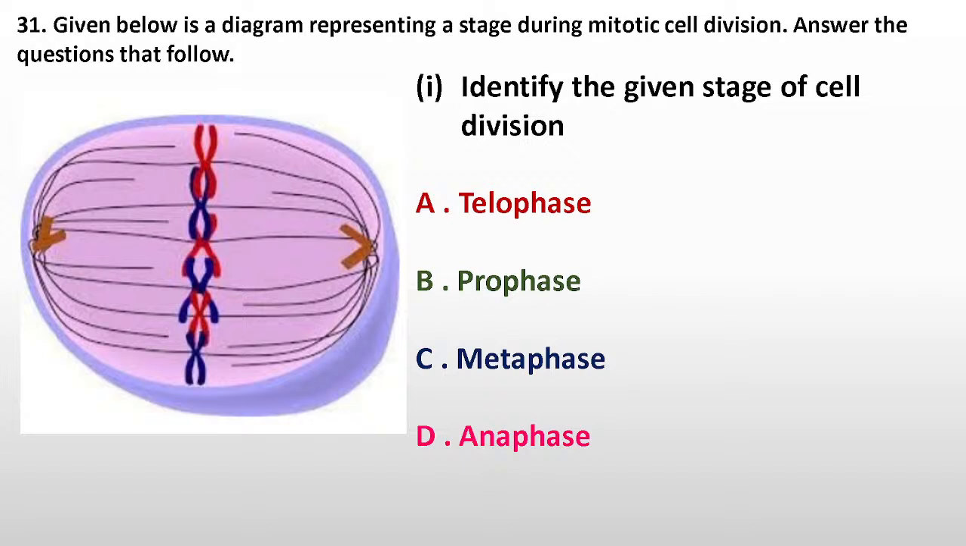Okay. So the correct answer for this question is C. This stage of cell division is metaphase. What is so special? You can see that all the chromosomes are at the equatorial plate. Equatorial plate is nothing but at the center of the cell.